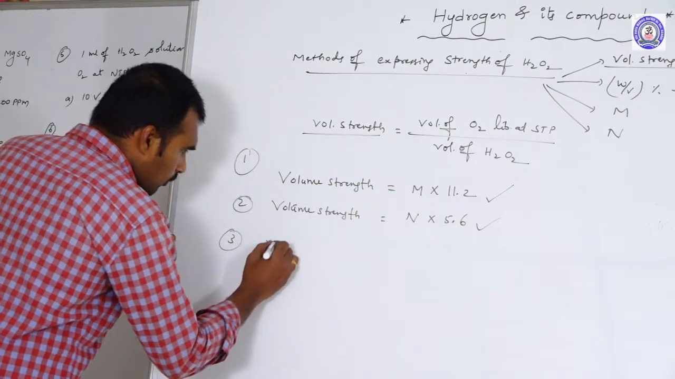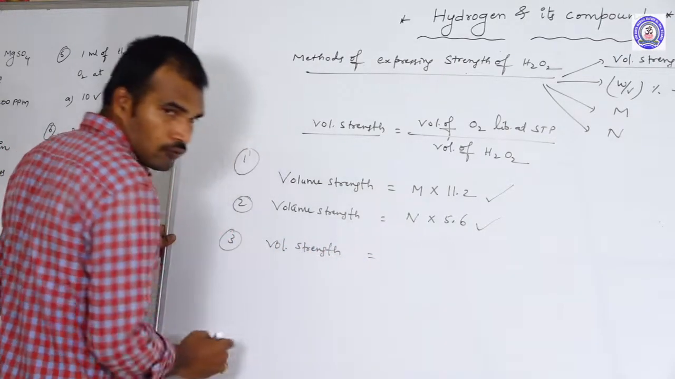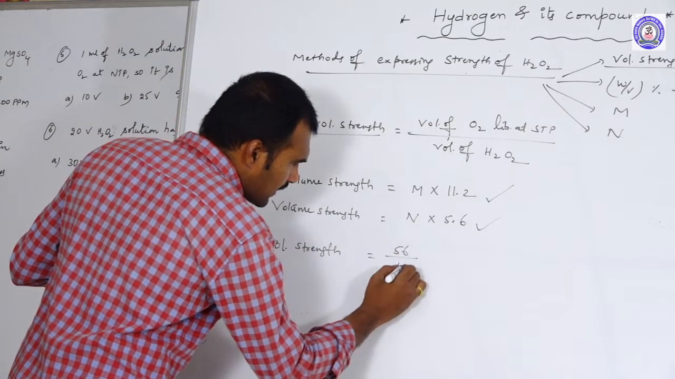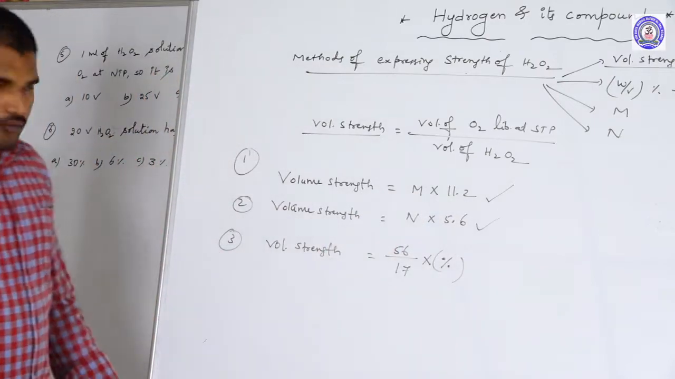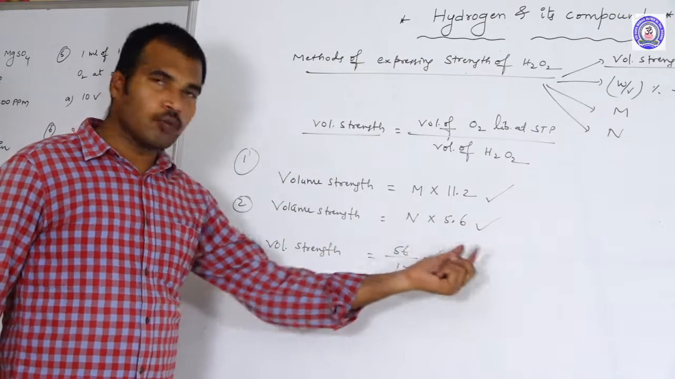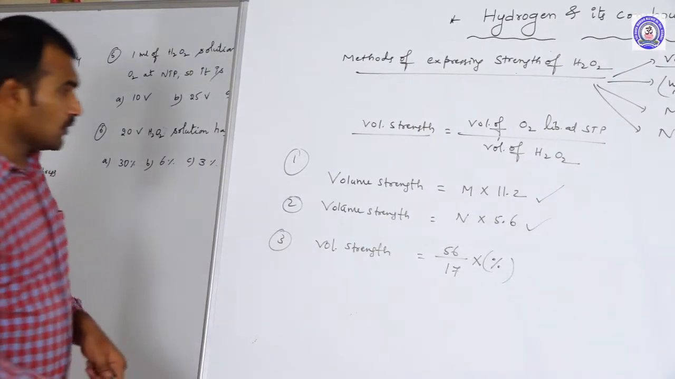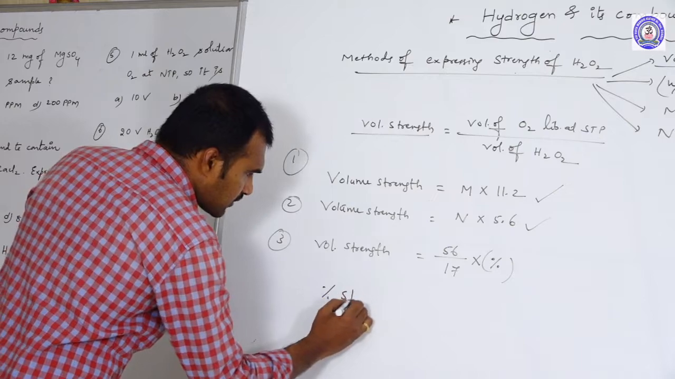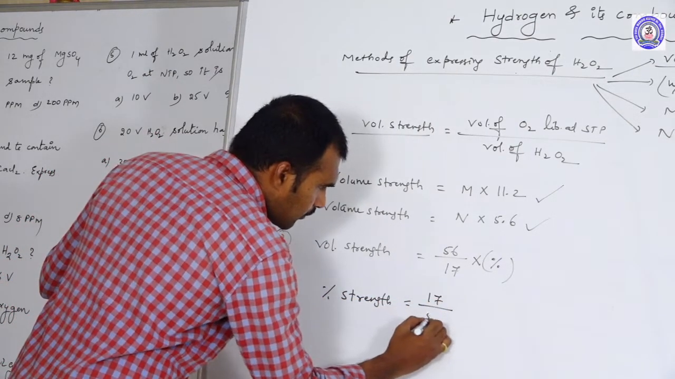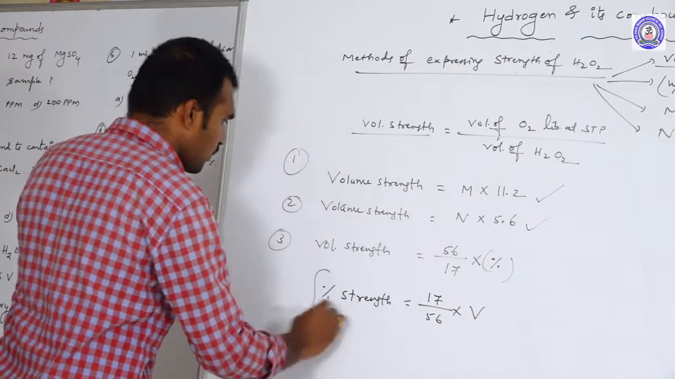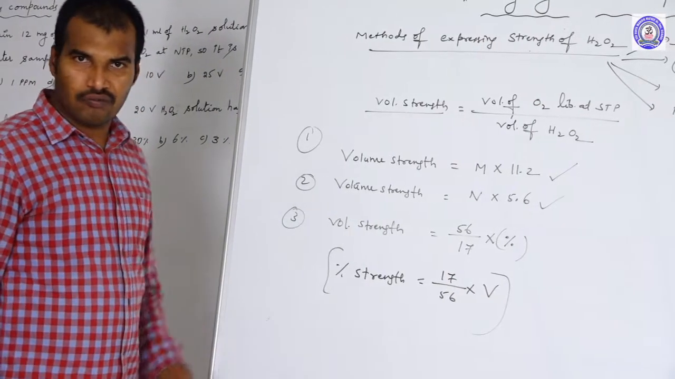Next, volume strength is equal to 56/17 into percentage strength. So this is one more formula. From this we can write percentage strength is equal to 17/56 into volume strength. This is one more formula I am writing from the above formula only. This is the third formula.